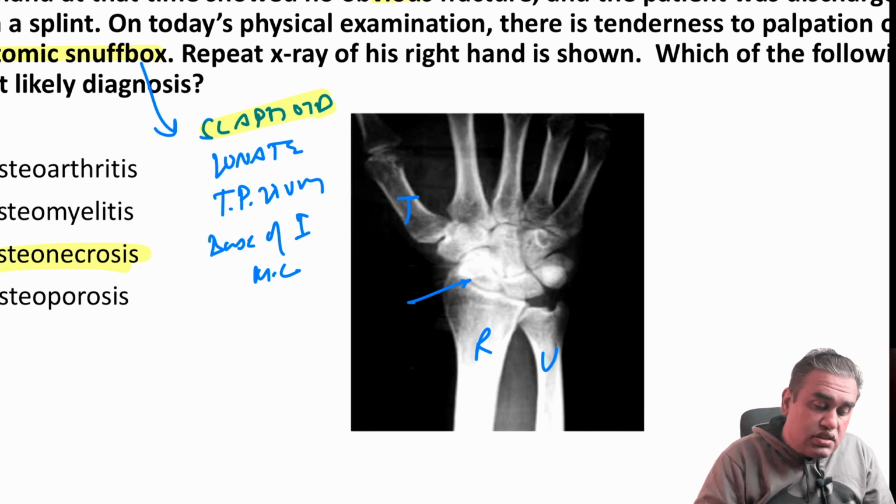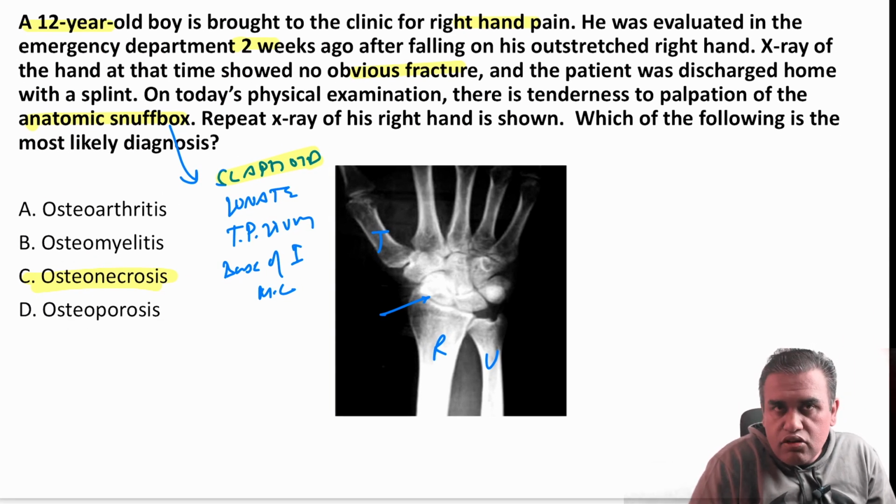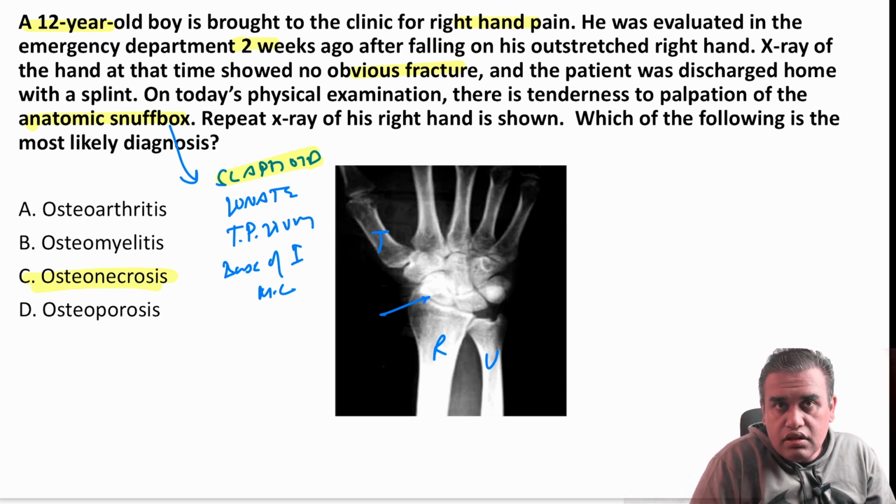This is pointing towards osteonecrosis, because the scaphoid fracture happened and was missed 2 days back. A normal splint was applied, okay. But then obviously the pain kept increasing and tenderness is there now. And now you are seeing increased opacity around the scaphoid bone.